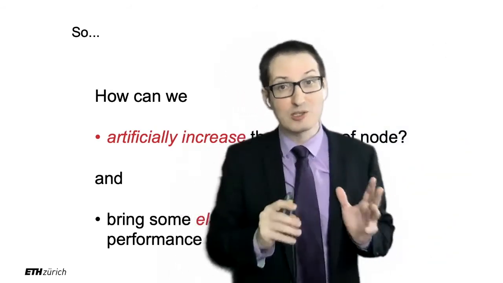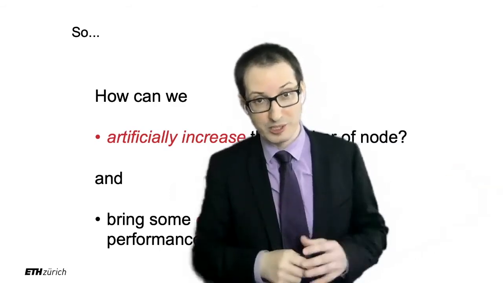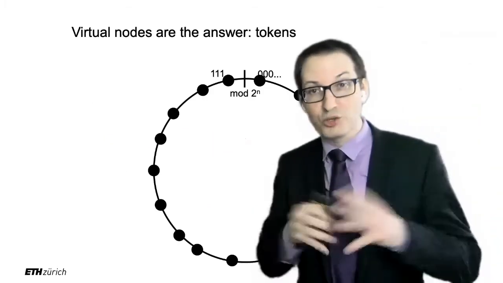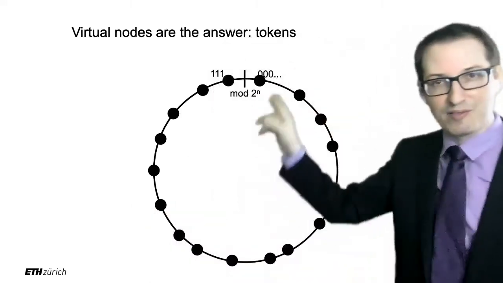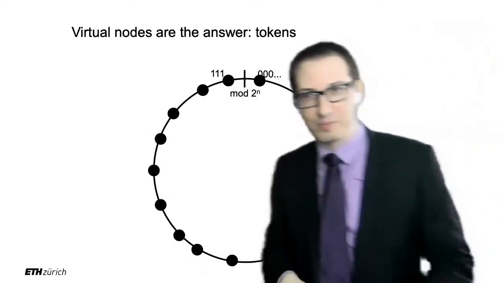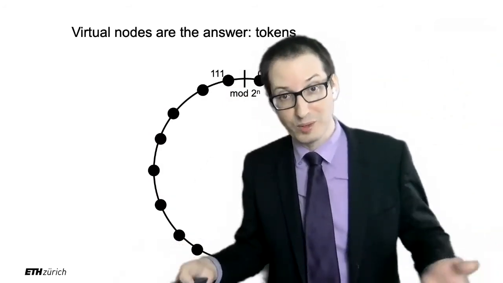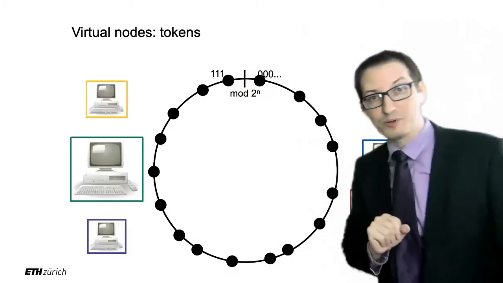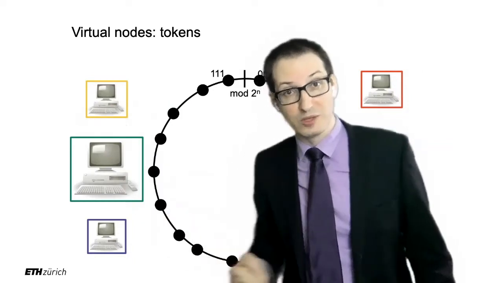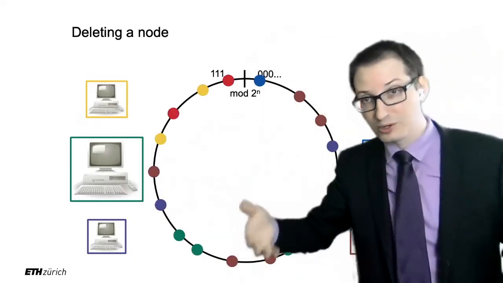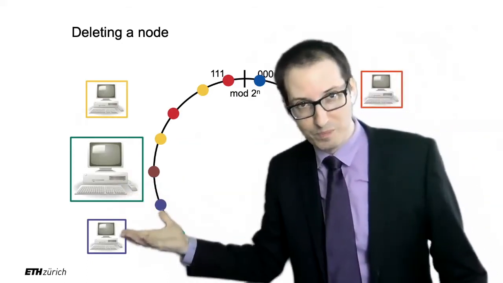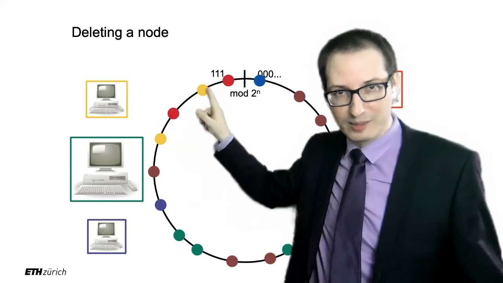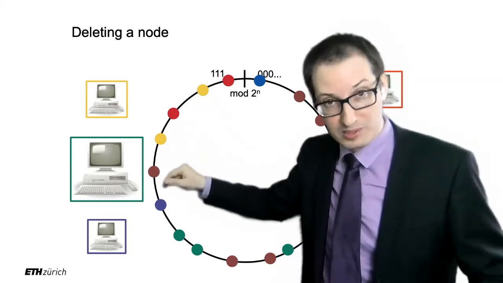We could artificially increase the number of nodes in order to solve the first issue. And we can bring some elasticity for the performance difference. Concretely, it's actually very easy. We virtualize the nodes. What it means is that we have virtual tokens that we put all over the ring, but maybe, I don't know, 10 times as many as the nodes. So we might have 1,000 nodes, we'll have 10,000 tokens. So it's virtual nodes that are over there. And what happens now is that every physical node, every real node, is responsible for several tokens. So 10 tokens, 5 tokens, the bigger nodes will have more tokens, and the smaller nodes will have less tokens. And whenever you're responsible for a token, what it means is that you're responsible for all the interval that precedes the token, more exactly the N intervals that precede the token.